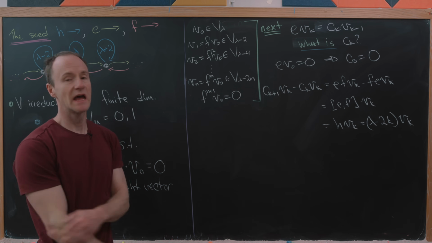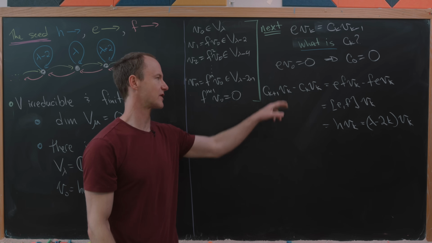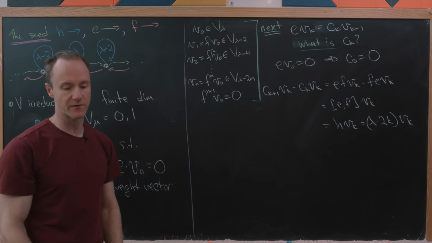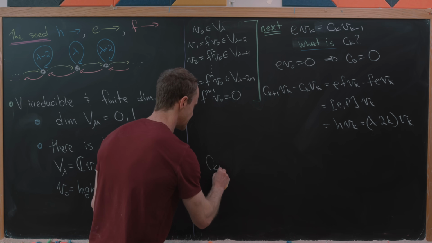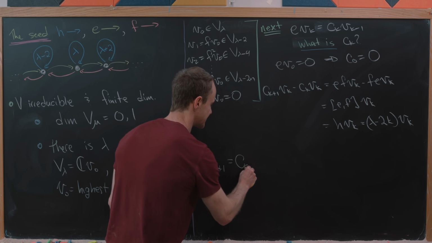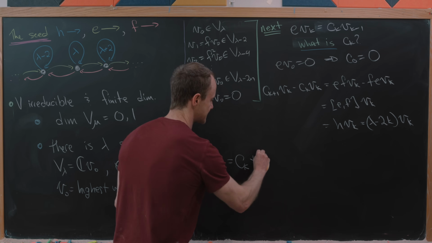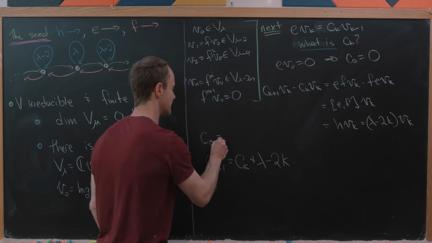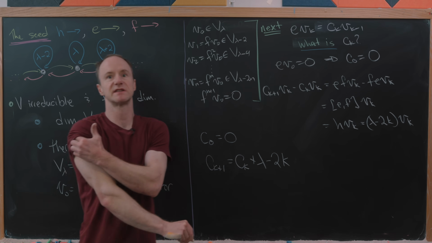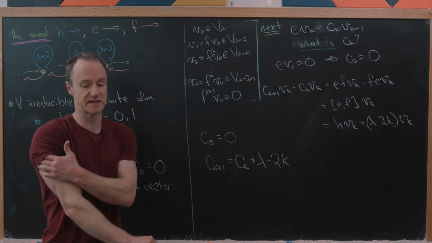And now what we can do is extract the coefficients of vk from both sides of this equation and move some things around, and we'll see that ck plus 1 is equal to ck plus lambda minus 2k. And then we've got this seed of c0 equals 0. It gives us this nice recursion for our cks.